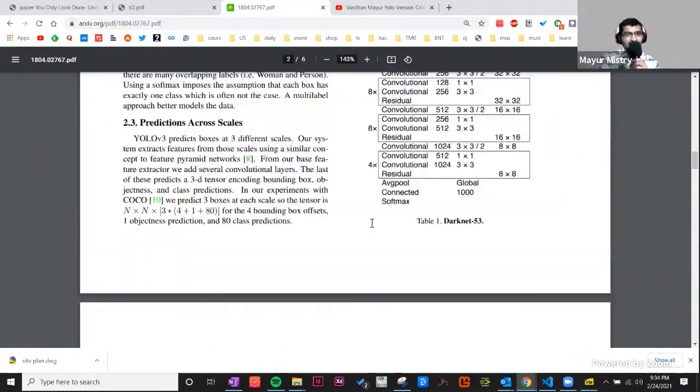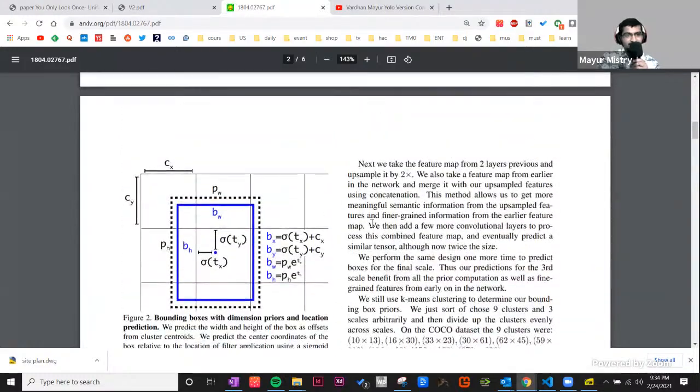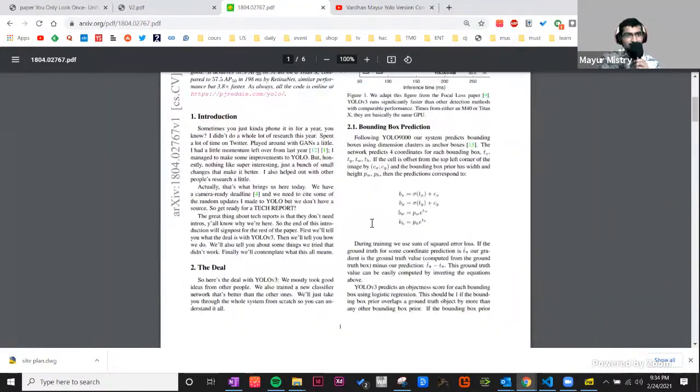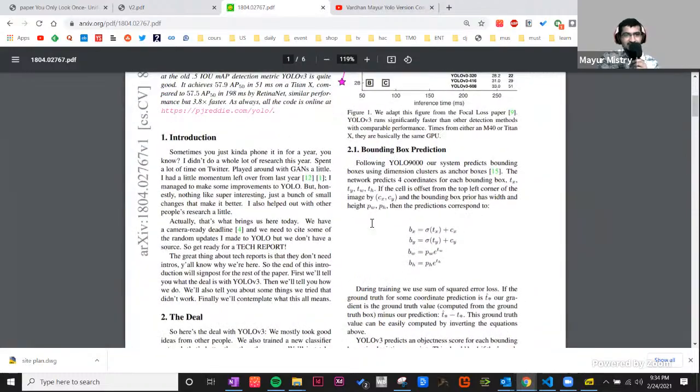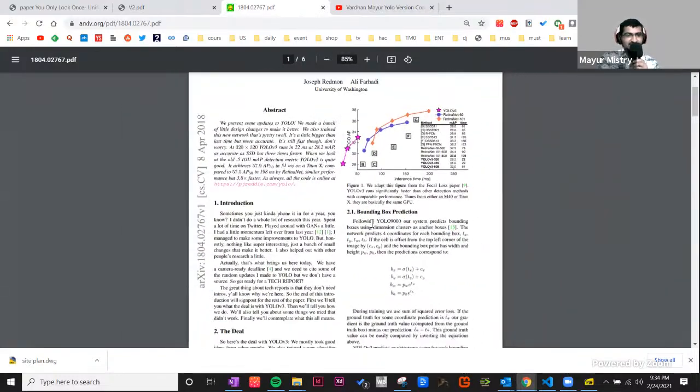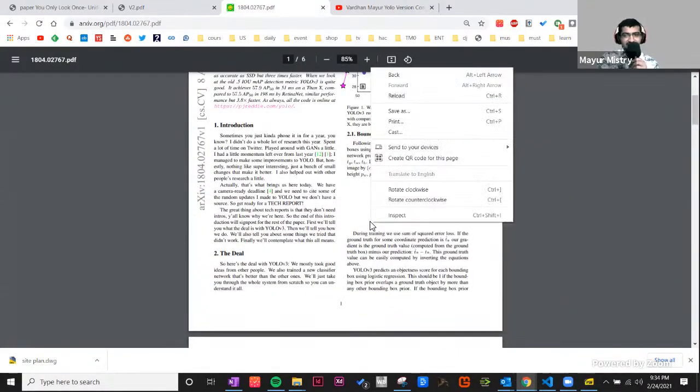I see. How should we proceed on this? Should we talk about the key changes, or should we go section by section?